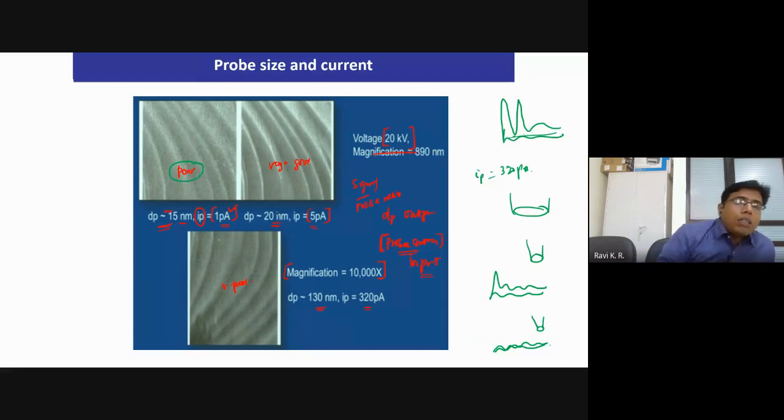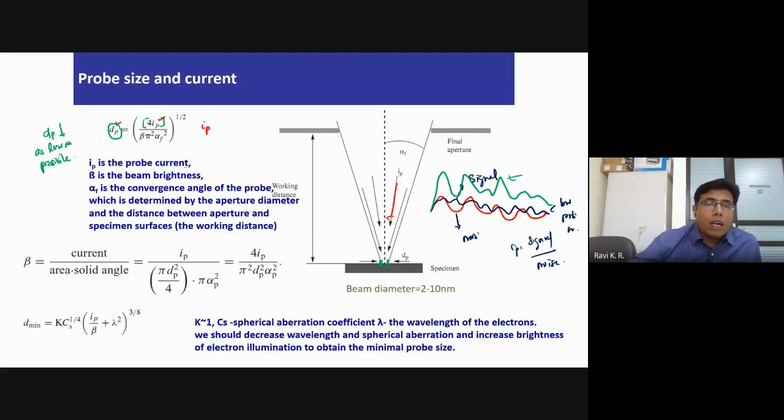So this is something we should also keep in mind, that this particular parameter you can vary. This is actually an input parameter. If you look at this equation, IP is an important thing that you can easily vary. Other than that is beta. Beta is the brightness, the beam brightness.